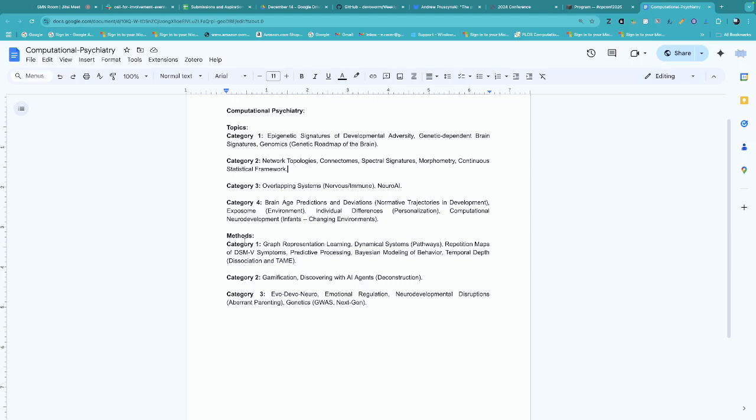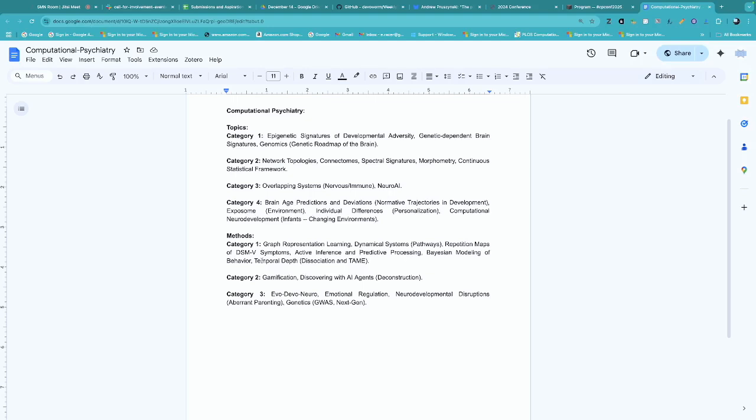We have repetition maps of DSM-5 symptoms. That was a method that I saw in one of the posts. Predictive processing, of course. We talked about active inference, but maybe that goes in this category, so we might say active inference and predictive processing. Bayesian modeling of behavior, and what we call temporal depth. For that, we have this area called temporal depth, where we have dissociation, and then this TAME method proposed by Levin. And we've talked about that quite a bit.